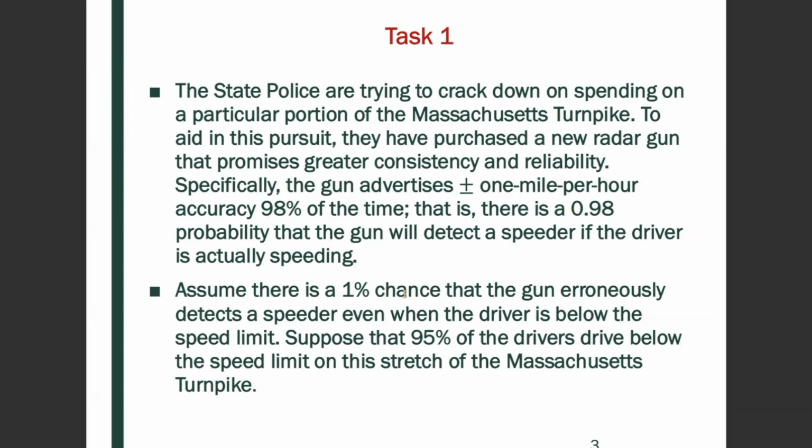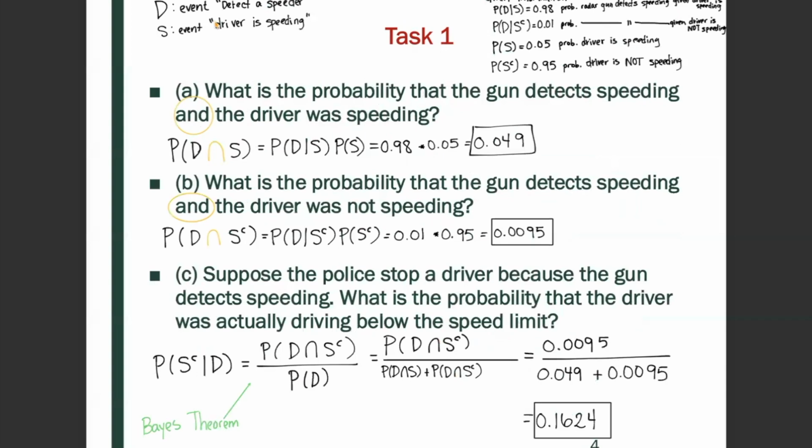Assume there is a 1% chance that the gun erroneously detects a speeder even when the driver is below the speed limit. Suppose that 95% of the drivers drive below the speed limit on this stretch of the Massachusetts Turnpike. So here I'm going to define the following events. Event D is that we detect a speeder, and event S is that a driver is speeding.